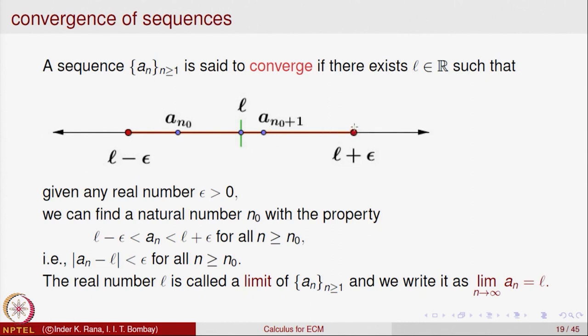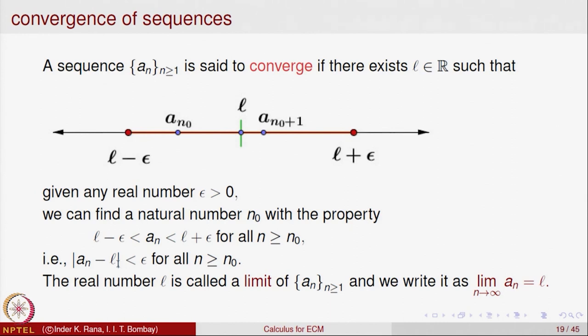Then we will say that the sequence a n converges to l, that is the limit. So, we say that a n converges to l and write it as limit n going to infinity a n equal to l. So, this is only a symbol. This is only a symbolic way of writing this thing, that given epsilon bigger than 0, there exists a stage n naught such that for all elements of the sequence bigger than or equal to n naught, they lie at a distance epsilon from l.